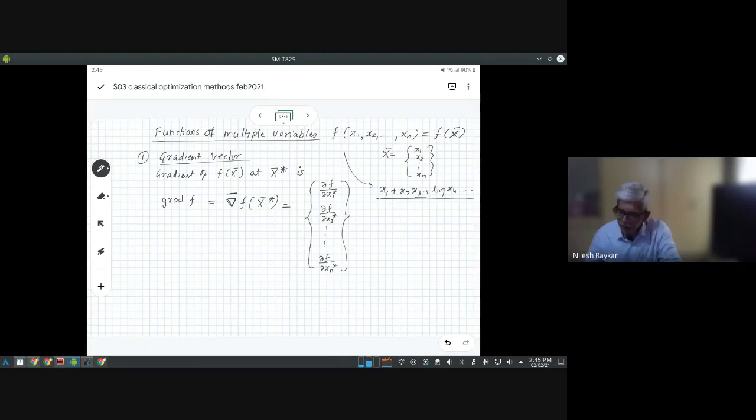Let's understand what it geometrically means for a function of two variables. Functions of two variables are always easy to visualize. So if I consider a function of two variables, x1 and x2, let's consider our function to be that of a circle. Our function is x1 minus a whole square plus x2 minus b whole square equal to r square. That is the function we are considering.